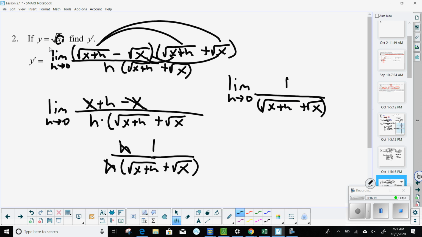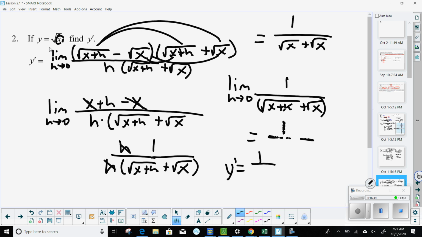Okay, now I'm going to plug 0 in for h. That h right there is going to go away, right? It becomes 0. So I have this equals 1 over square root of x plus the square root of x. So my final answer is going to be, we started out with y, so I'm going to say y primed, the derivative of y, is 1 over, and if I add the square root of x plus the square root of x, it just comes out to be 2 square root of x. And there's my derivative right there.